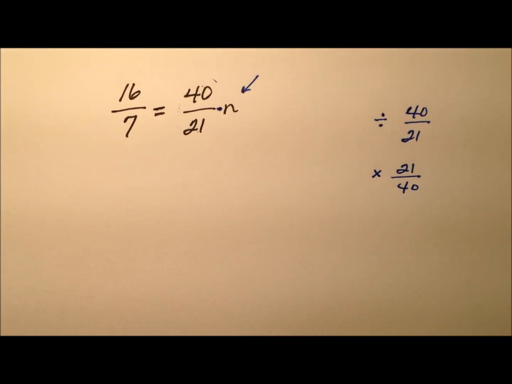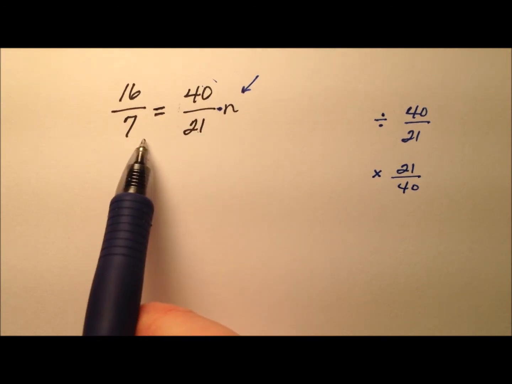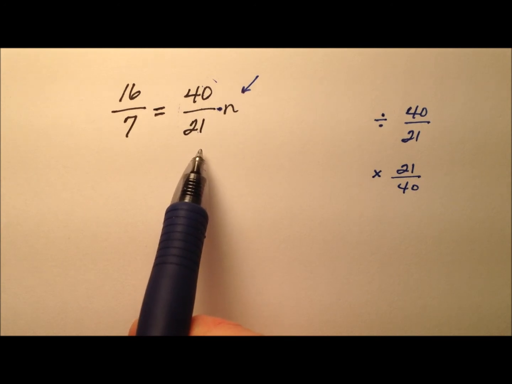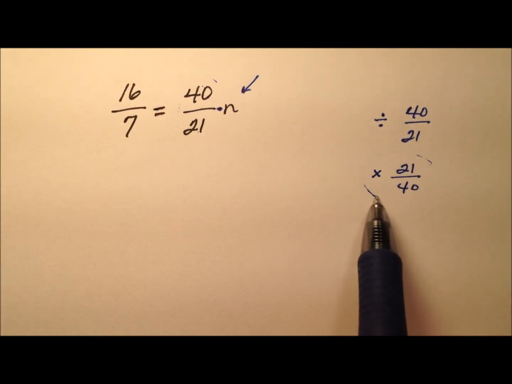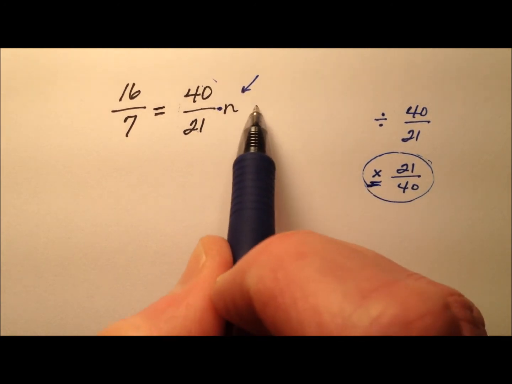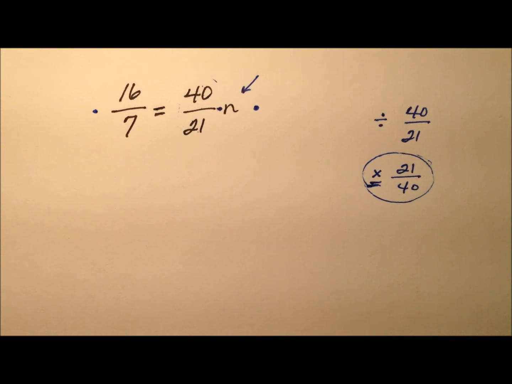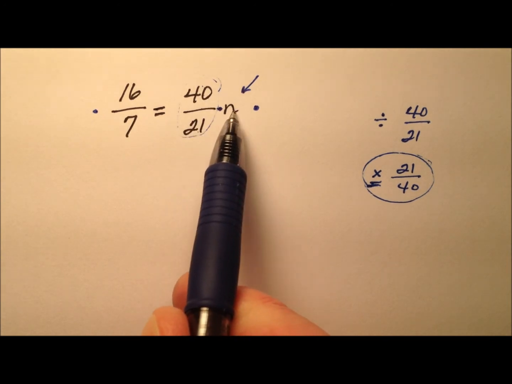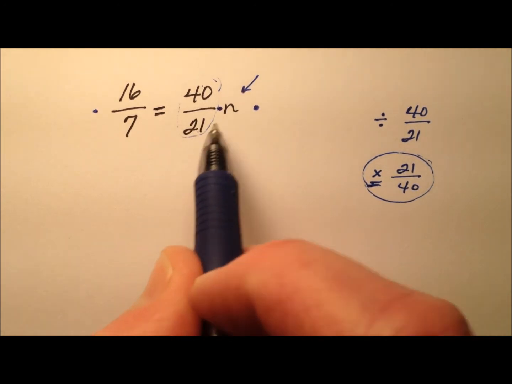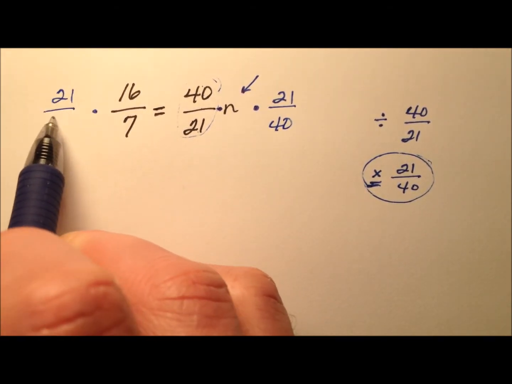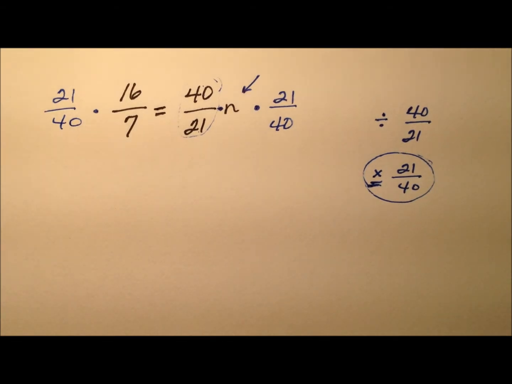So instead of specifically calling this the division property of equality and working through and dividing both sides by 40 over 21, we're going to change it up just a little because we know that division by a fraction is really multiplication. So what we're going to do is multiply both sides of the equation by this reciprocal. Because remember, our goal is to get rid of the 40 over 21 off of this right side with the n. And so we will multiply by the reciprocal, and it'll be 21 over 40 on both sides of the equation.